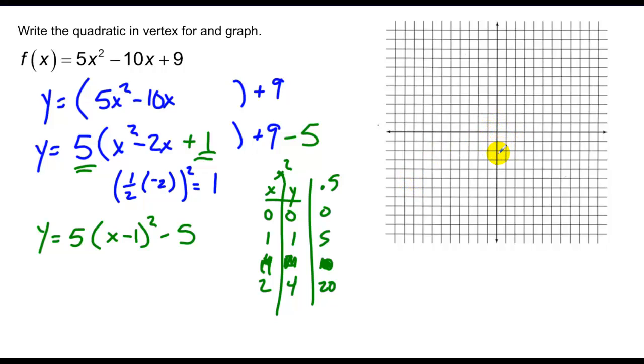And we'll take now the vertex and move over 1 to the right, down 5, put a dot, move over 1 and up 5, over 2 and up 20, and I'm pretty much out of room. It's going to be way up there, so this is going to go here and then rise off the screen. And there's my parabola.